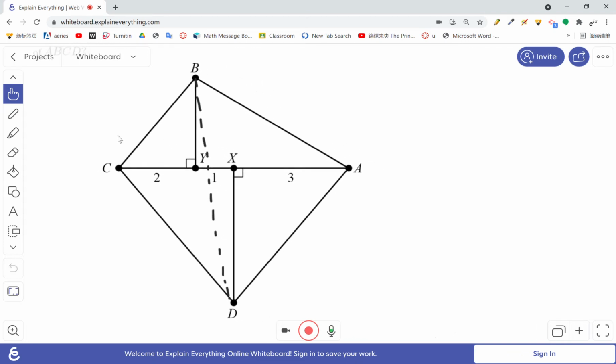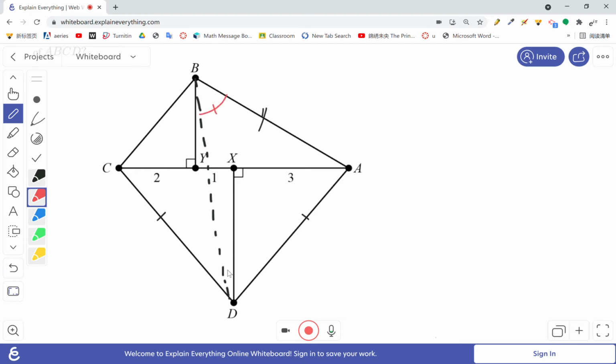Now, first we can see that since this is the perpendicular bisector of AC, these two are the same length. And this is also equal to this, and this is also equal to this, because of the given condition that this is an isosceles trapezoid. So we can see that this is actually a cyclic quadrilateral. And now we can just use angle tracing here.